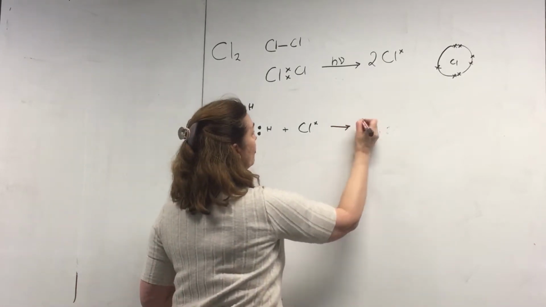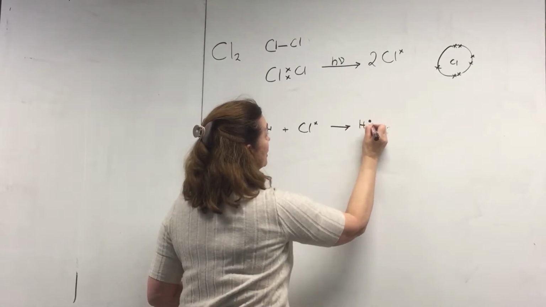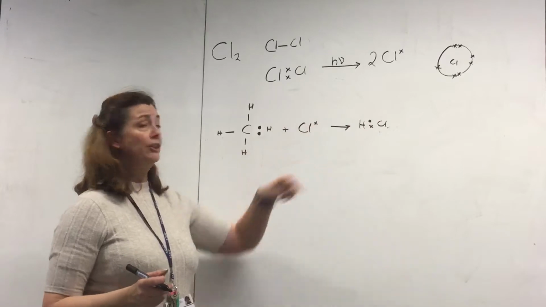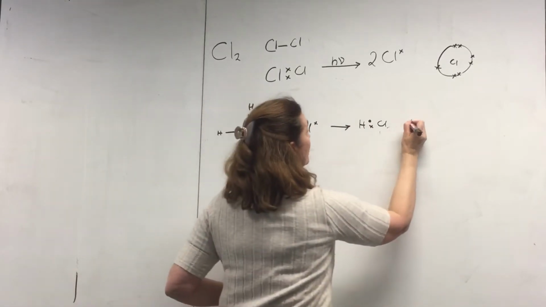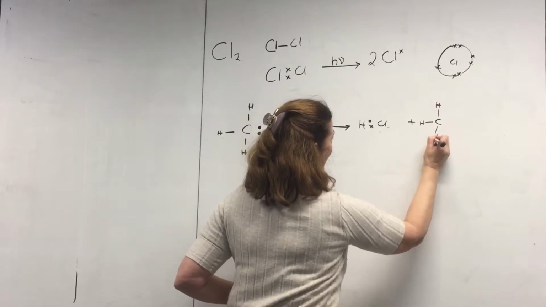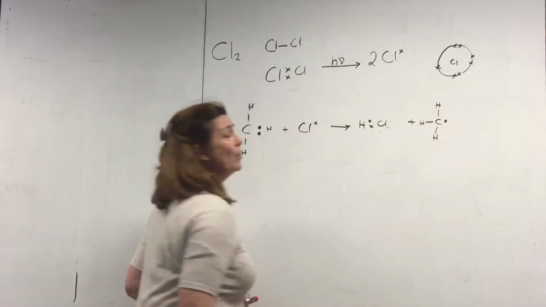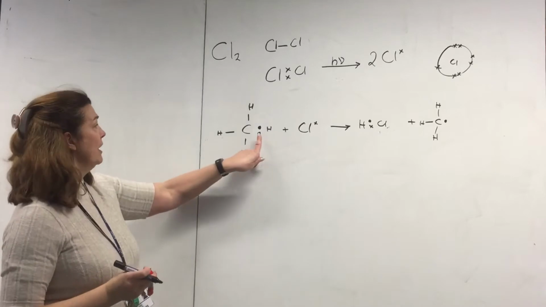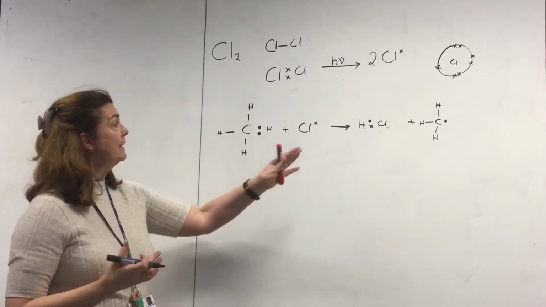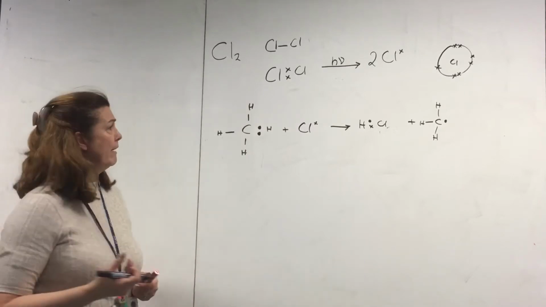So what we're going to form is hydrogen chloride. So there you can see the chlorine's electron and the hydrogen's electron, and we're left with a methyl radical. That is a methyl group with an unpaired electron. So this has gone with the hydrogen, there's one left over. So this is our methyl radical.